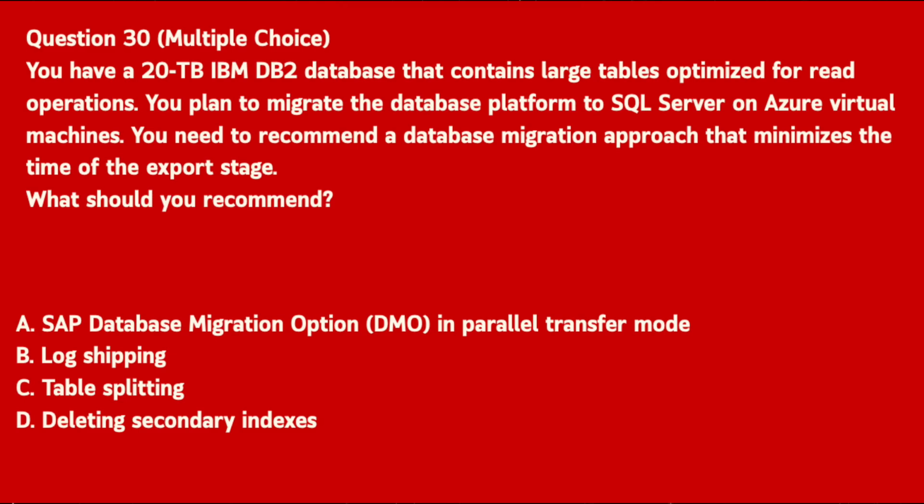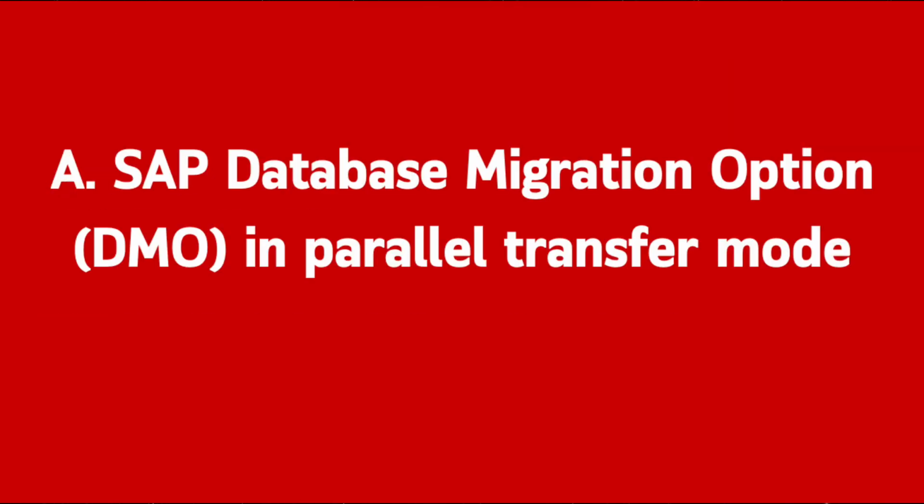You have a 20 TB IBM DB2 database that contains large tables optimized for read operations. You plan to migrate the database platform to SQL Server on Azure virtual machines. You need to recommend a database migration approach that minimizes the time of the export stage. What should you recommend? SAP DMO in parallel transfer mode, log shipping, table splitting, or deleting secondary indexes? The correct answer is SAP DMO in parallel transfer mode. This is designed to perform migration using parallel processes, which significantly reduces the time required for the export stage, making it beneficial for large database migrations.